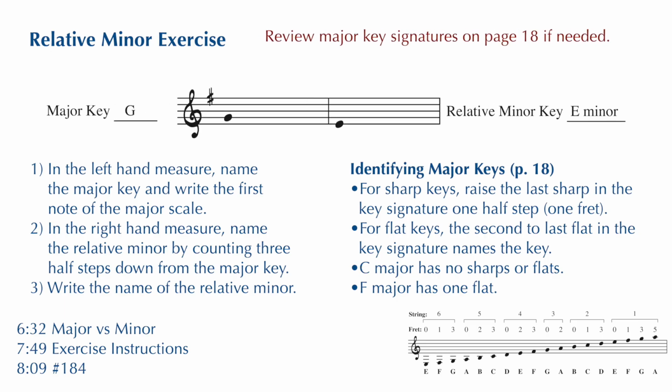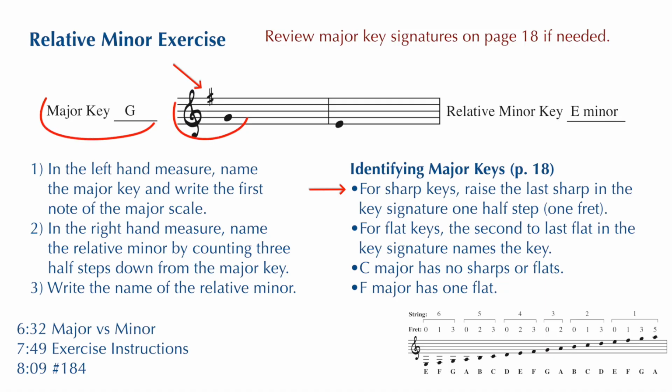Next up, we already know this is in the key of G, but let's say we didn't know that. We have 1 sharp in the key signature, F sharp. For sharp keys, raise the last sharp in the row a half step. There's just 1 sharp, it's that F sharp. Raise it a half step, you find yourself on a G. So that way you know you're in the key of G major.